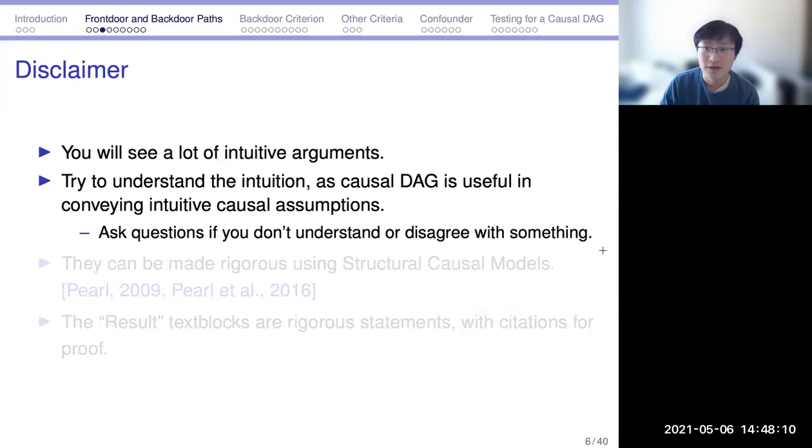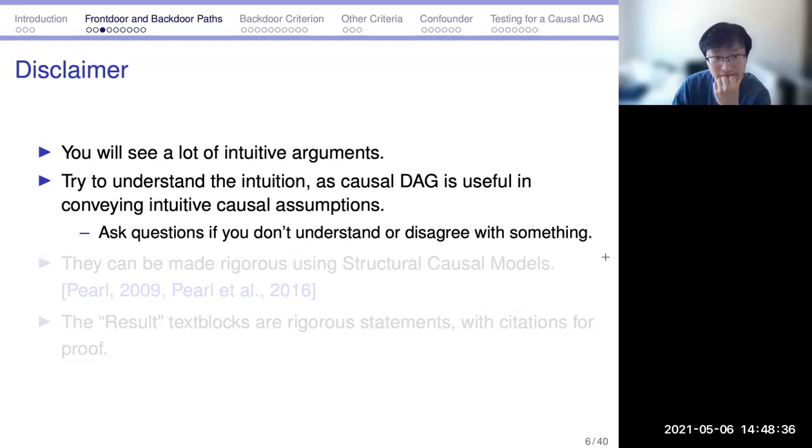Okay, so here you will see a lot of intuitive arguments, and I would encourage you to try to understand the intuition as I try to explain these arguments. Another reason is that causal DAGs are useful in conveying intuitive causal assumptions, especially if you're communicating with collaborators. So please ask questions if you don't understand or if you disagree with something.